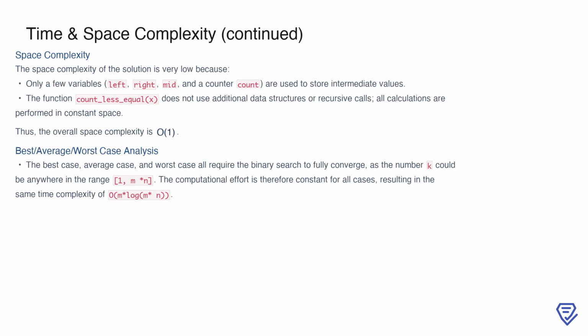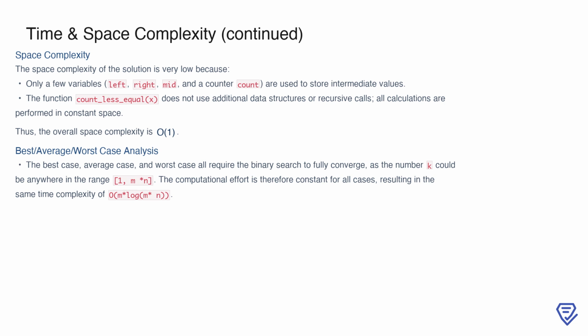Now, let's consider the space complexity of this solution. It is highly efficient because we only use a few variables to manage the binary search and counting process. These are the bounds of the search range, namely left and right, the midpoint value, mid, and a counter to store the result of the counting function. Since no additional data structures, such as arrays or matrices, are used, and no recursive calls are made, all operations are performed in constant space. This gives us a space complexity of O(1).